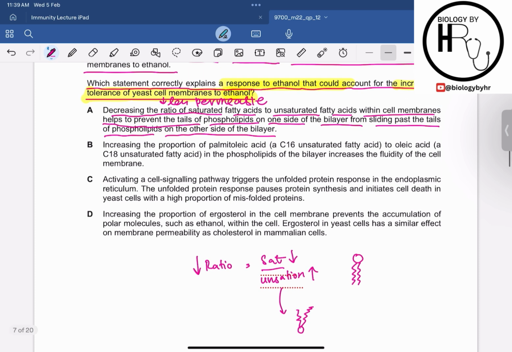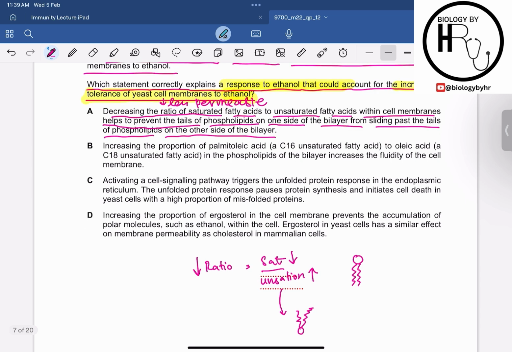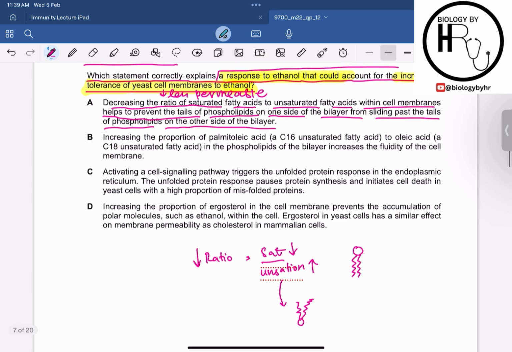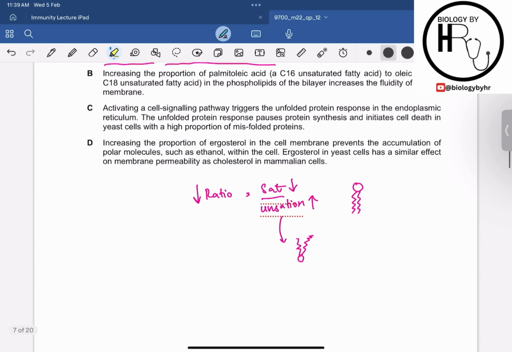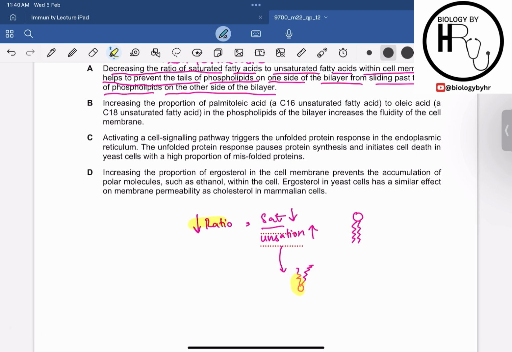They are saying in the question, which explains a response to ethanol that could account for an increase in the tolerance of yeast cell membrane to ethanol. Ethanol makes the membrane too permeable and disrupts its structure, and we are talking about tolerance, so we have to give the correct answer accounting for it. As the ratio decreases, the number of unsaturated fatty acids increases.